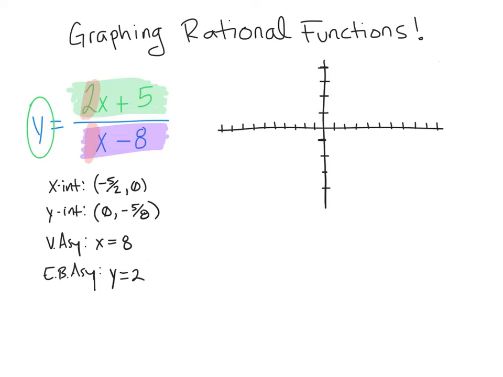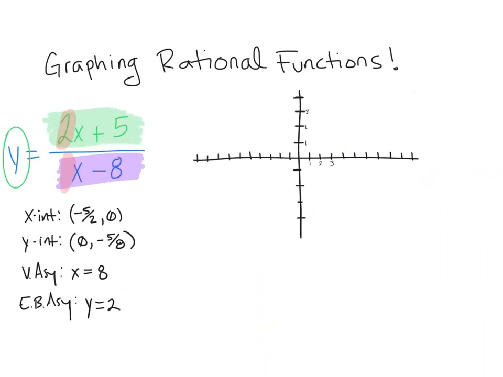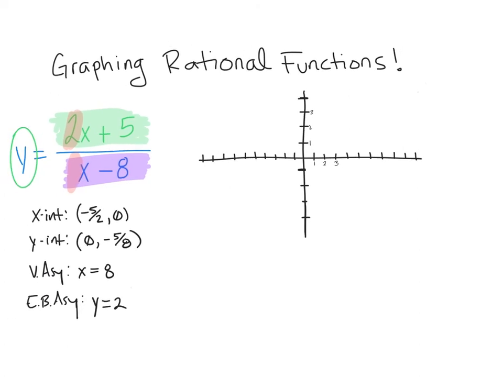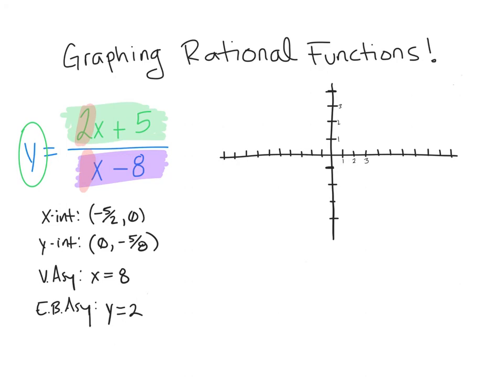Let's put some labels just on the first couple so I know what we're doing. So this is 1, that's 2, that's 3, 1, 2, 3. It's always good to have some labels on there, even if it's just 1, 2, 3, 1, 2, 3, so I kind of know what the scale is. Okay, so now let's go ahead and put on all of the stuff that we have.